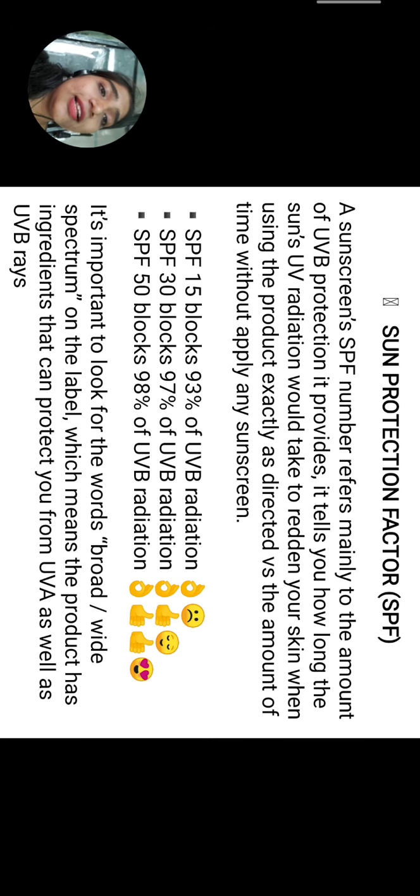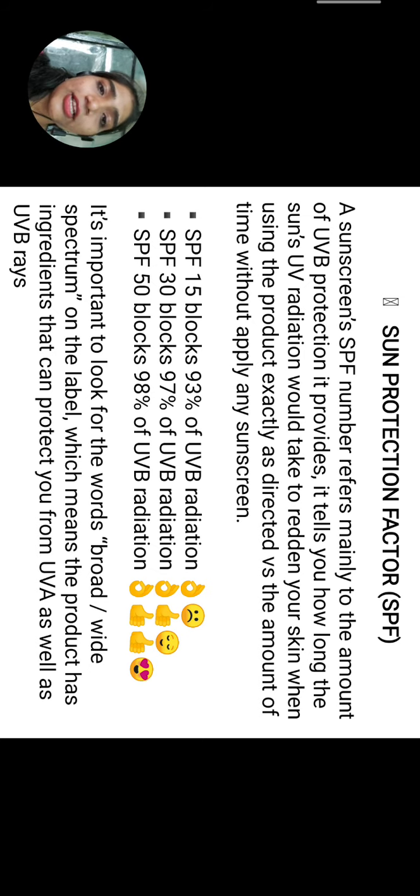Having said that, in the next slide we see something known as SPF. What is an SPF? SPF is a sun protection factor. A sunscreen's SPF number refers mainly to the amount of UVB protection it provides. It tells you how long the sun's radiation would take to redden your skin when using the product exactly as directed versus the amount of time without applying any sunscreen. So, SPF 15 gives you 93% of UVB radiation protection.